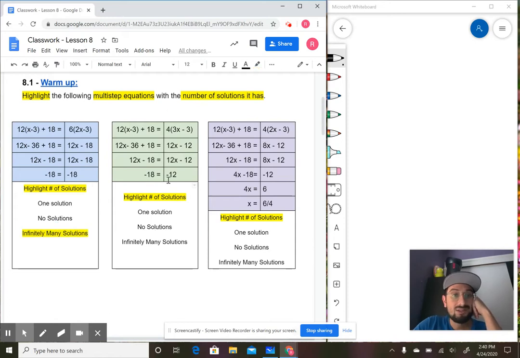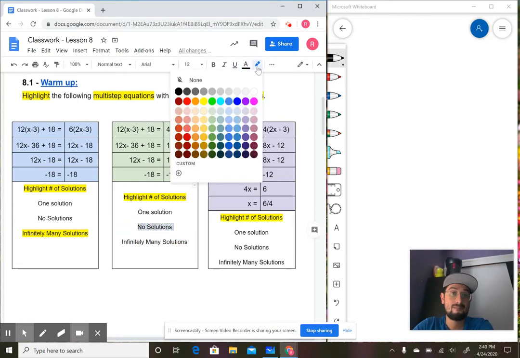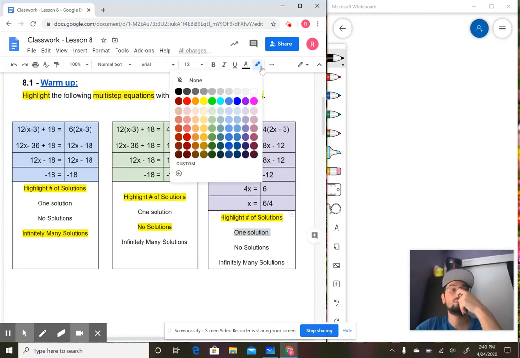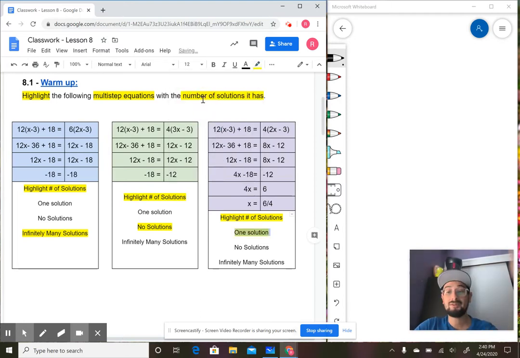So -18 equals -12 for this one. That means that they're parallel lines also, but they never cross. So that would be no solutions. And then for the last one, you can see it works out, and you solve for x there. You get x equals 6 over 4. So you're able to isolate the variable. So that's a one solution problem. If you're able to solve for x, that's a one solution problem. One solution, okay?